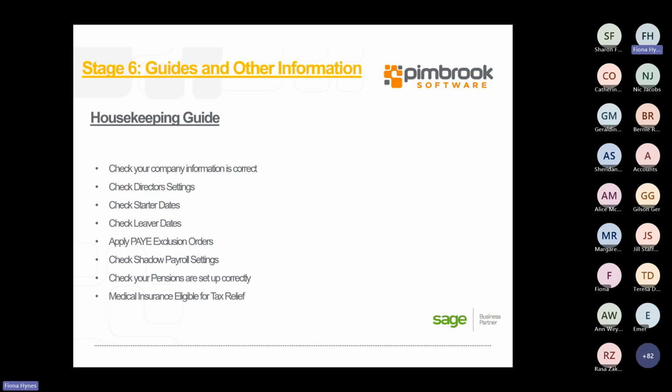So a few other things. I want to draw your attention to the guides and other information at the back of the book. We have covered some housekeeping already at the beginning of each stage, but some additional tasks should be taken regularly, like checking your director settings, checking your pensions are set up correctly, and all employees have pension tracing numbers on their records, start and finish dates of your employees. But again, you can go to page 43 for details of how to do each of these things.